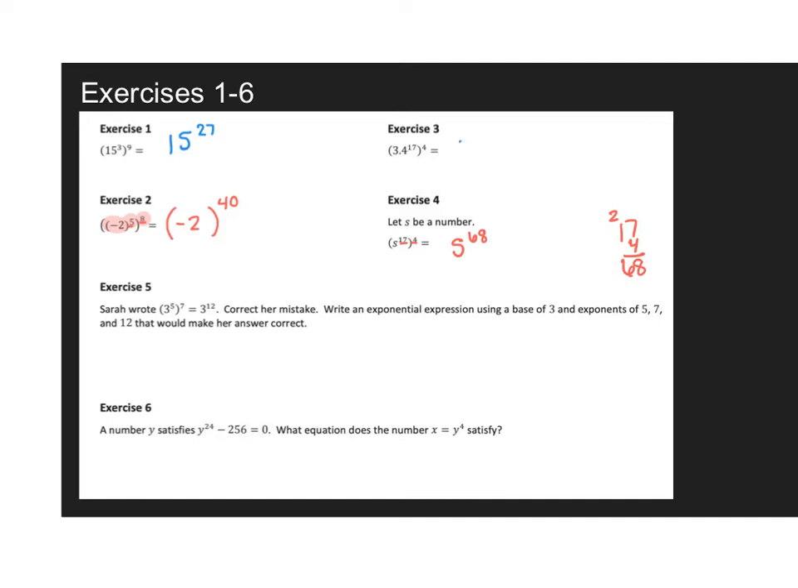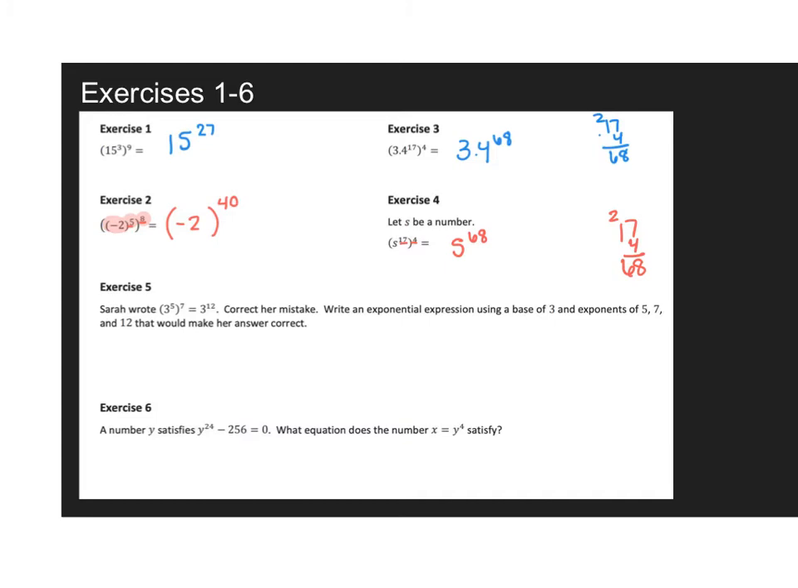All right, so you keep your base of 3.4, and then you're raising it to the 17 times 4, 4 times 7. We already did this right down below, but 28, 4 plus 2 is 6, so the 68th power. All right, moving on to exercise 5. It says, Sarah wrote 3 to the 5th, then raised to the 7th power equals 3 to the 12th. Correct her mistake.